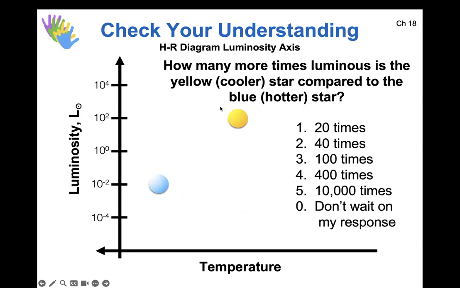So here we have two stars, a star shown in blue and another star shown in yellow. How many more times luminous is the yellow cooler star compared to the blue hotter star? In this case, these are not typical stars so much, but we're just asking about a comparison here. So you just need to read off their luminosity values. It is true that the blue star would be hotter, but it's unusual to have them positioned this way, though not impossible, just unusual.